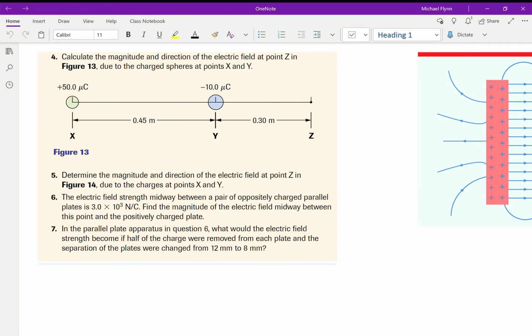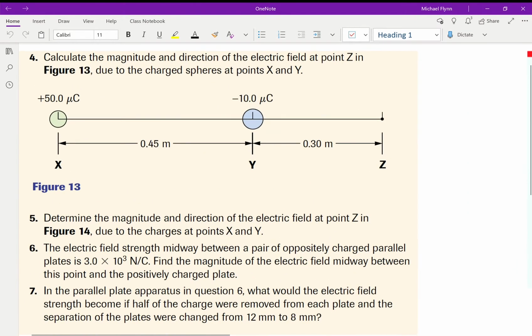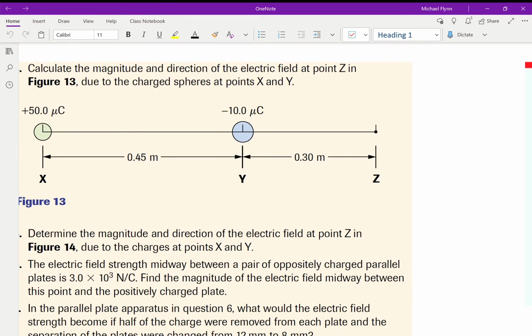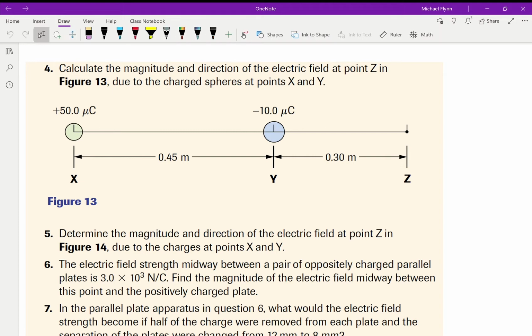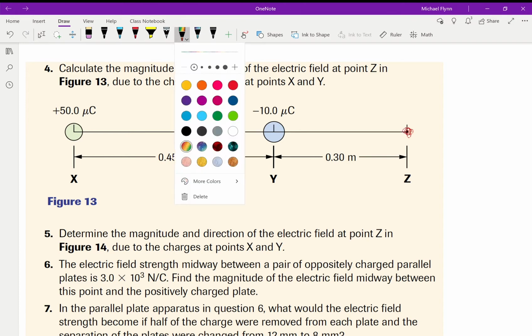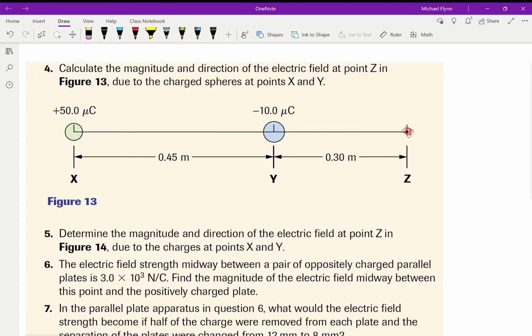One of you asked this question, number 4, and I'm just going to show you how to do it right here on the diagram. It says calculate the magnitude and direction of the electric field at point Z. Now point Z is right there.